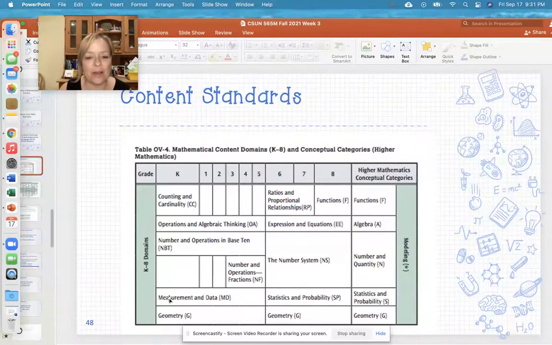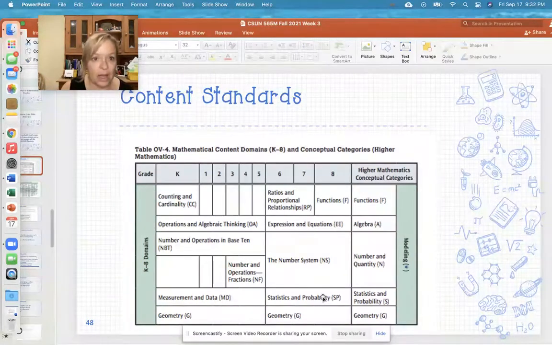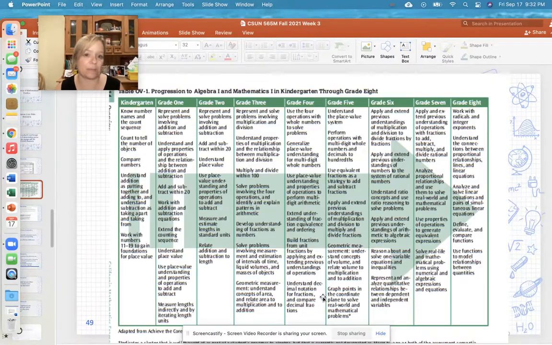You see also we have measurement and data, statistics and probability. So there was a lot of thought in developing the standards, in how the standards were connected and moved grade to grade. And the big idea is that rather than having a checklist of skills, we would layer learning upon another learning and help students make connections.